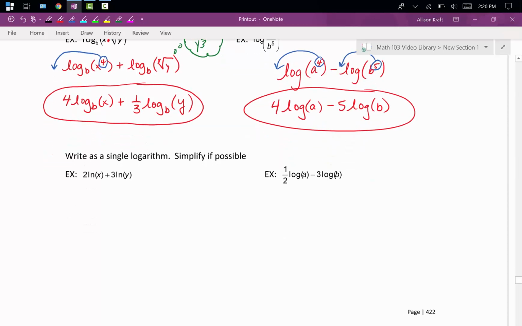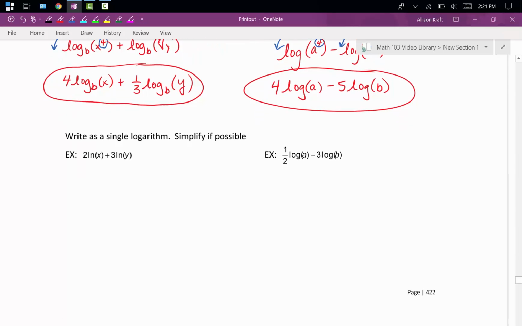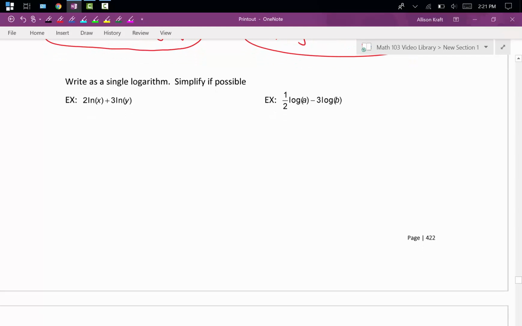In our next examples, we're going to go the opposite direction. We're going to take the sum and difference of some logs and write them as a single log. Then we'll simplify the arguments if possible. Now you can only combine logs that are of the same base. So let's write 2 natural log of x plus 3 natural log of y as a single log.